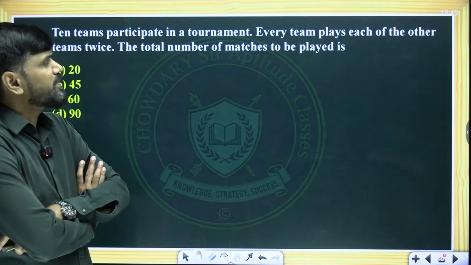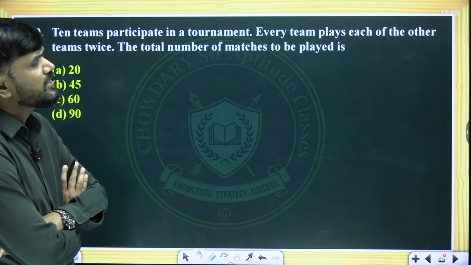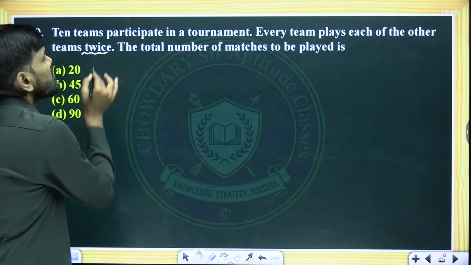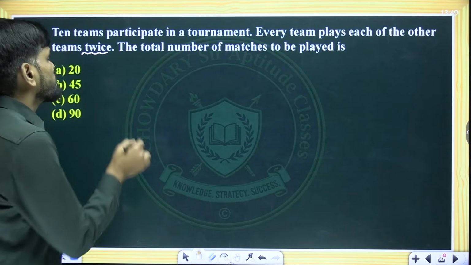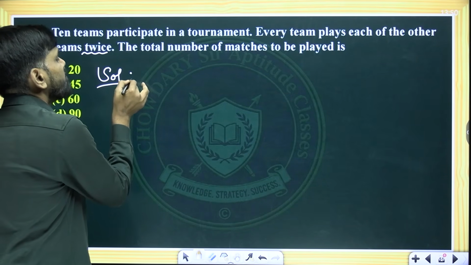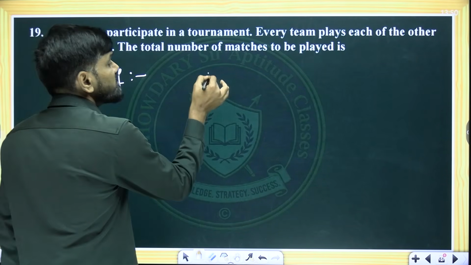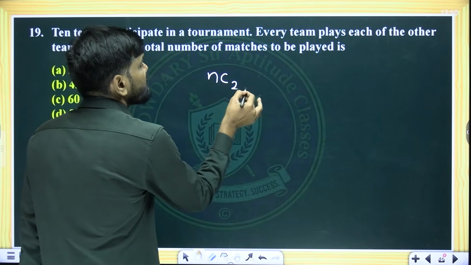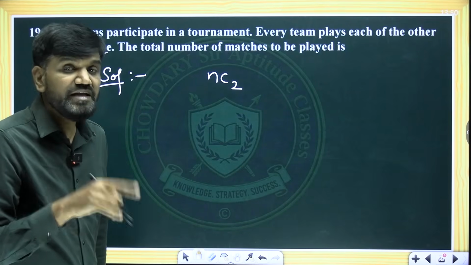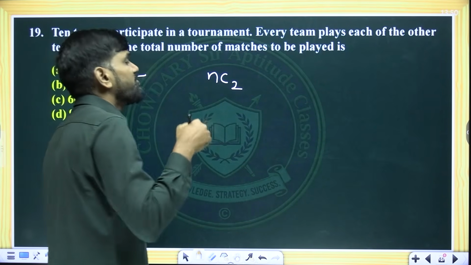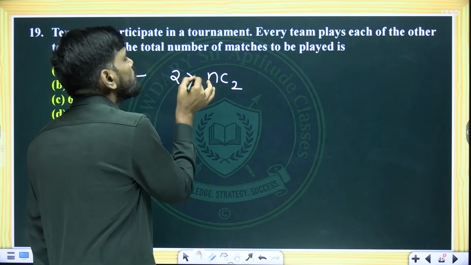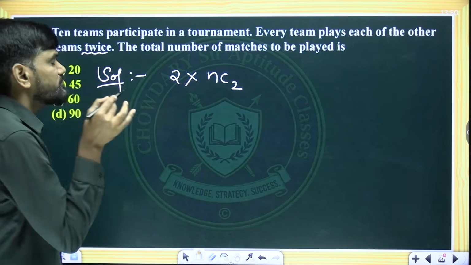10 teams participate in a tournament. Every team plays each of the other teams twice, not once. The total number of matches to be played is what? If every team plays every other team once, the number of matches played is nC2. But here every team plays every other team twice, so the total number of matches will be 2 into nC2.